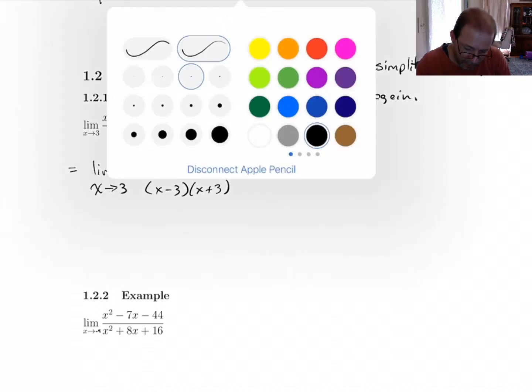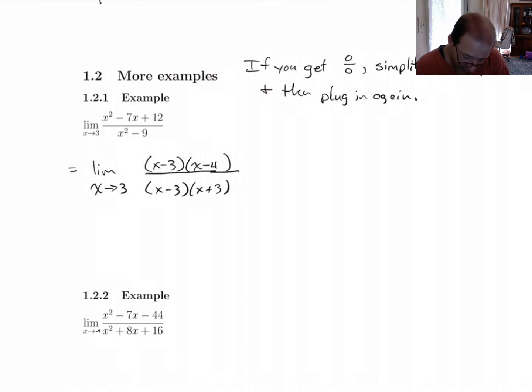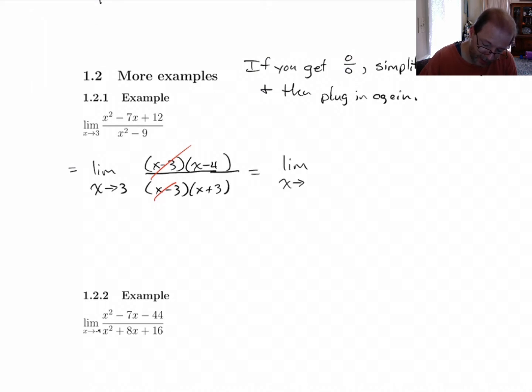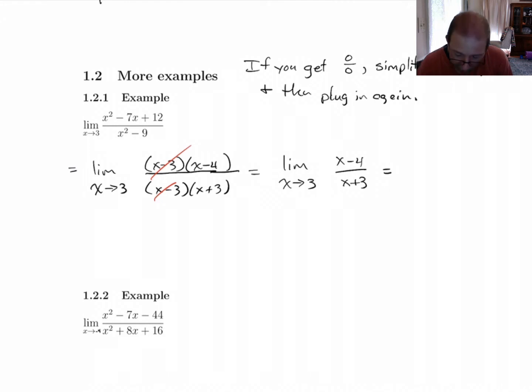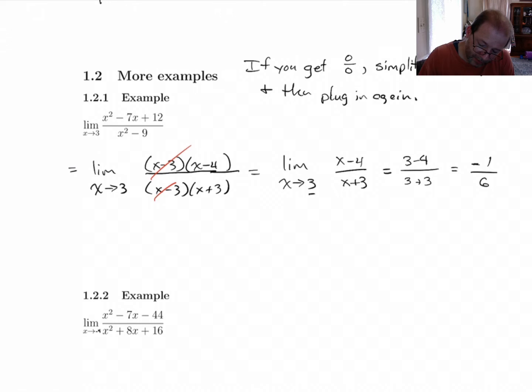So now we can cancel the x minus 3 and the x minus 3, and we're left with the limit as x goes to 3 of x minus 4 over x plus 3. And now we can just plug in that number and we'll be done. I'll write it down because we're plugging in 3 for x. 3 minus 4 is negative 1, 3 plus 3 is 6, and that's my answer, negative 1/6.